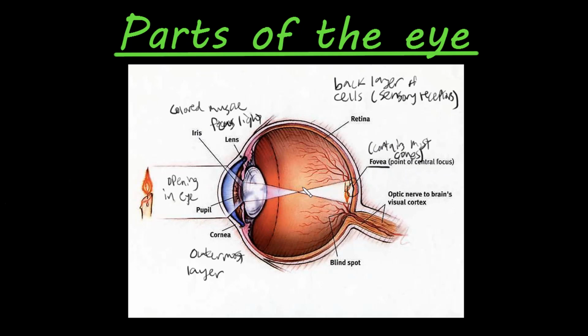So whatever you're looking at, so if you were looking at this area right here right now, this would be hitting your fovea. The light would be hitting your fovea in the back of the retina, because that is the point of your central focus.